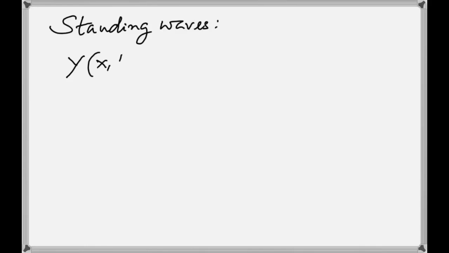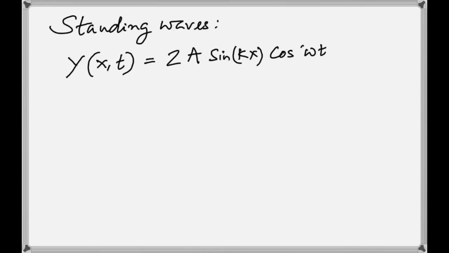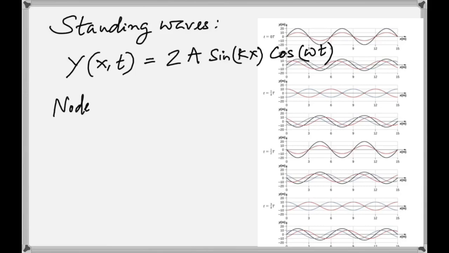We could use the math to get the equation of a standing wave as 2a sin(kx) cos(ωt). Now the diagram here shows the waves at different parts of the time period, which means this is the wave after 1/4 of a period, and then you have it after half a time period, 3/4 of a time period, and so on. Here the red and the blue are the waves, while the black gives the resultant.